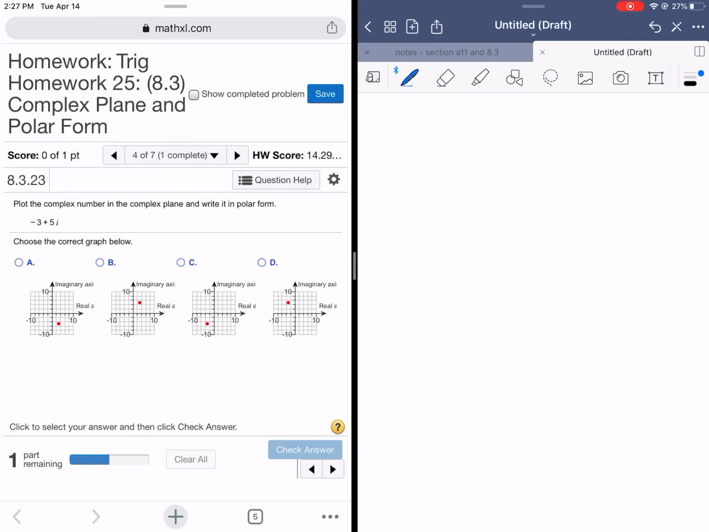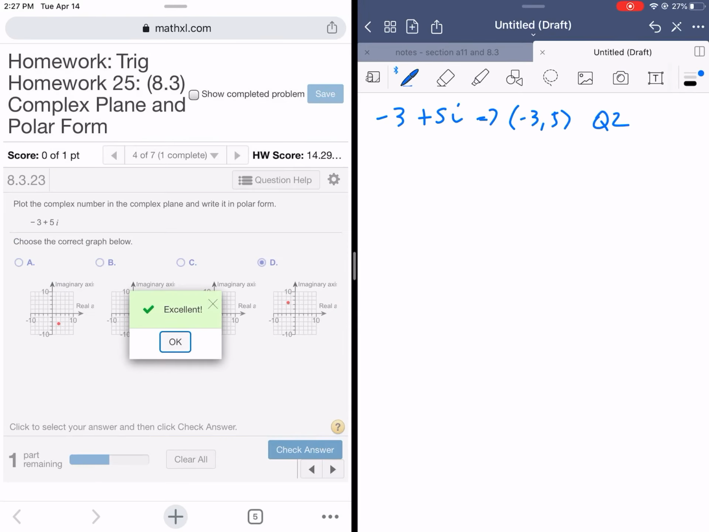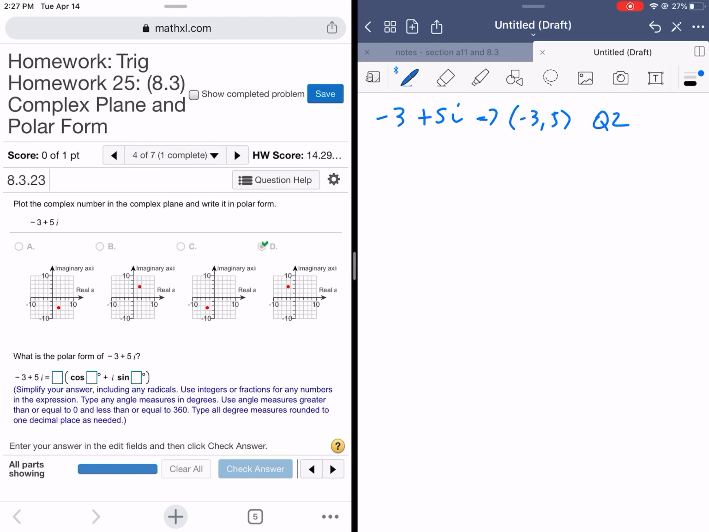The next problem, which is negative 3 plus 5i. So again, remember that that is the same as plotting the point negative 3 and 5, which I know is going to be in quadrant 2. And so the only answer choice that's in quadrant 2 would be letter D here. And so that's going to be our answer.